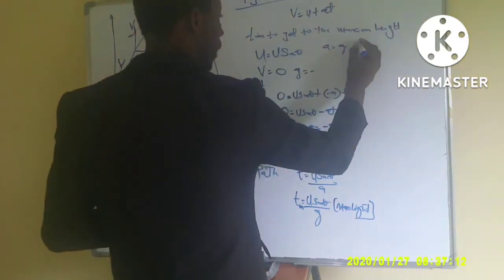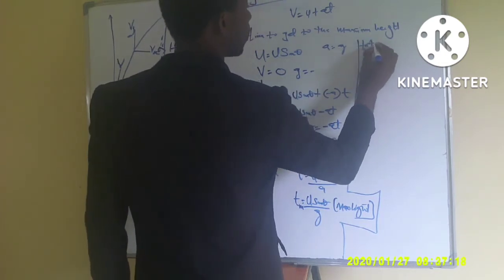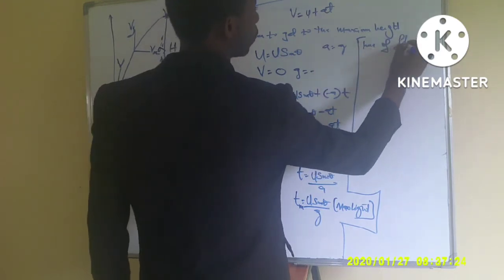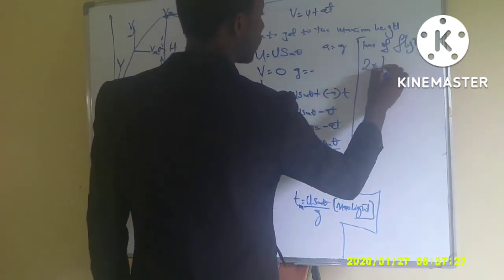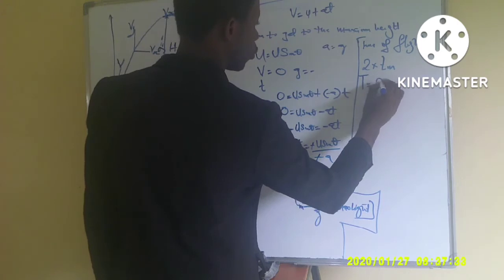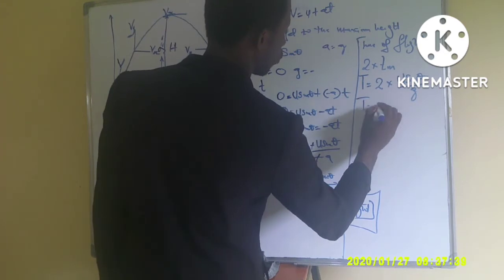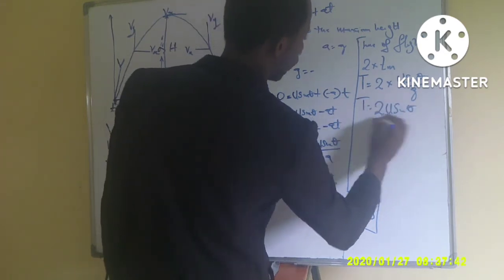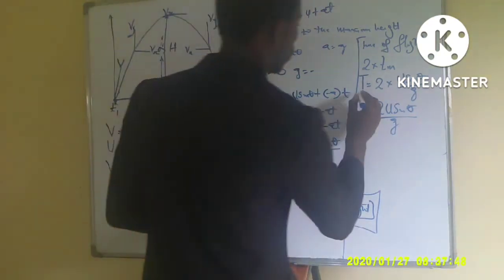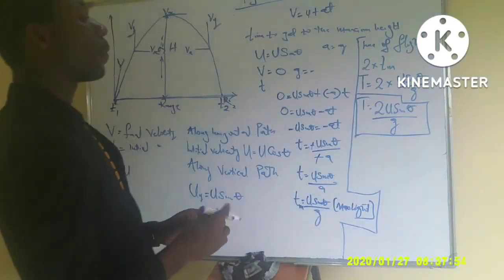So the total time of flight, or let me say the time of flight, is equal to 2 times Tm. This is my Tm. So T is equal to 2 times u sine theta over g. So T is equal to 2u sine theta over g. That is the time of flight for a projectile.